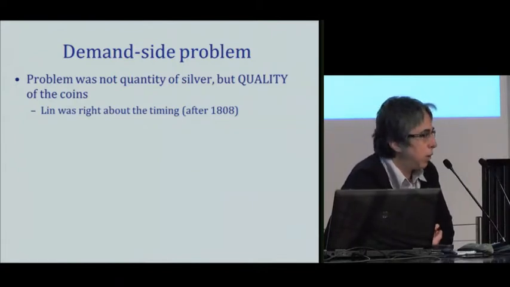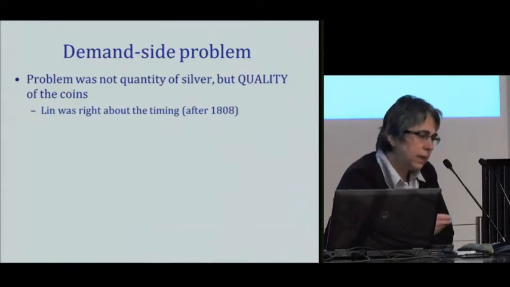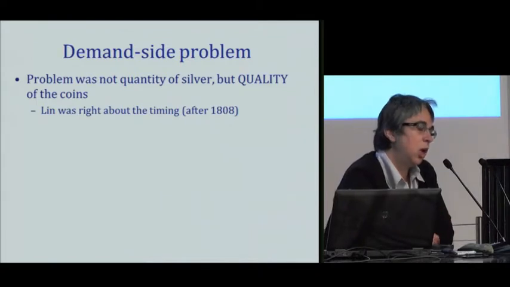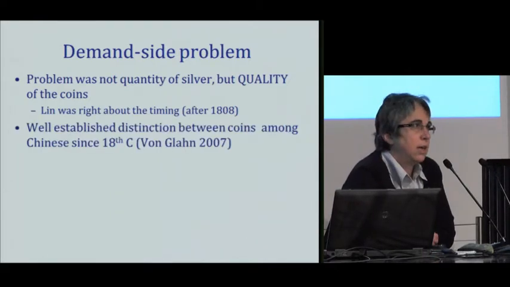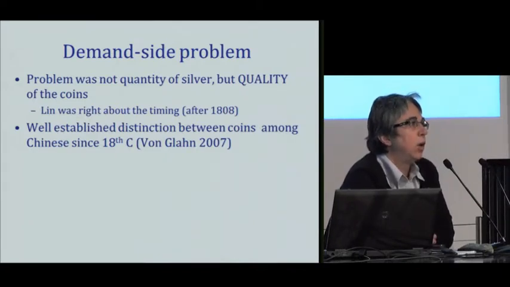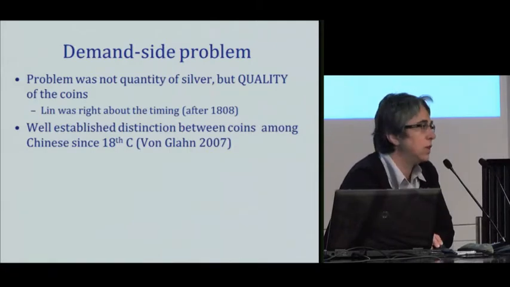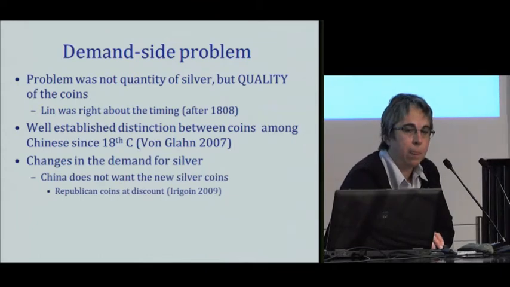I would agree with Mang Huoling about the timing, unlike the more traditional historians that date this in the 1820s and 30s with the inversion in the balance of trade. But I think that she misses the point about the causes of that. Richard has shown quite well in a couple of articles that the Chinese people were very aware of the differences in the quality of the coins and the characteristics of the coin since the 18th century.